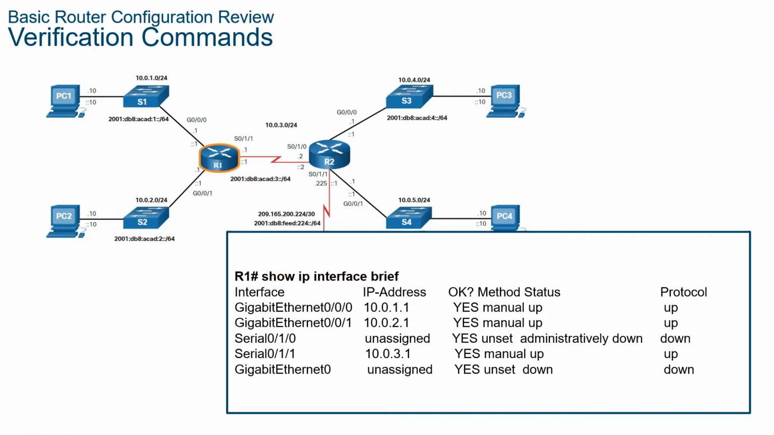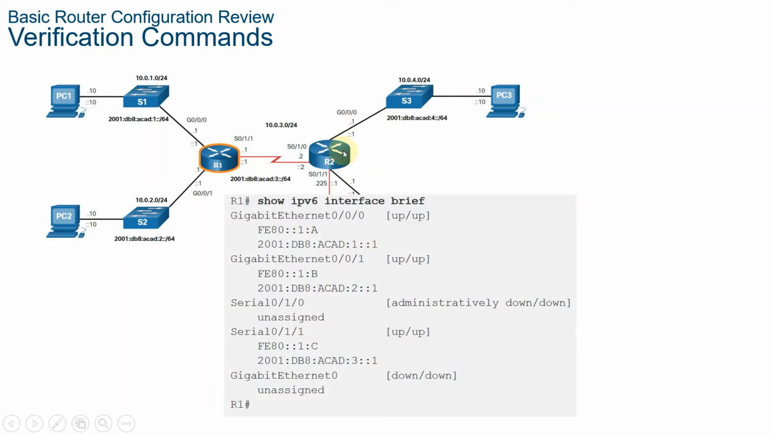The next one would be show ipv6 interface brief. Now this will give us all the IPv6 configured interfaces, including the IP address and the status.